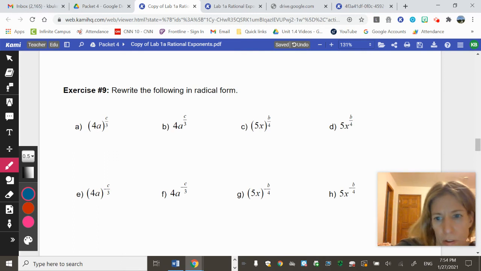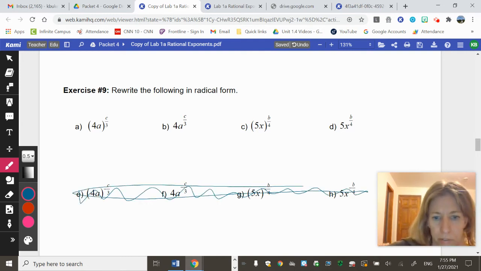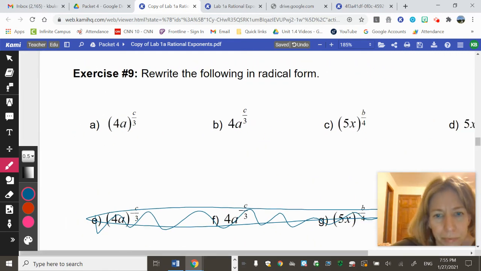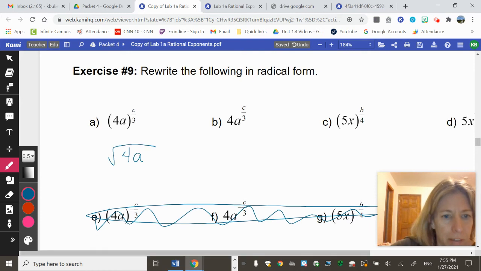And for exercise 9, we're going to rewrite these in radical form. And I'm just going to do the top half. I think it's kind of overkill to do all of these. Oh, they're very similar. It's just reciprocals. Okay, so these 4 will be enough. Now, basically, the difference between A and B are the parentheses, and the parentheses do make a big difference. All right, so if I'm going to write these in radical form, in this case, the 4A, the whole thing goes underneath the radical because it's in the parentheses.